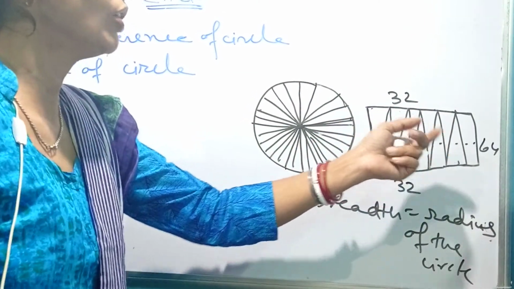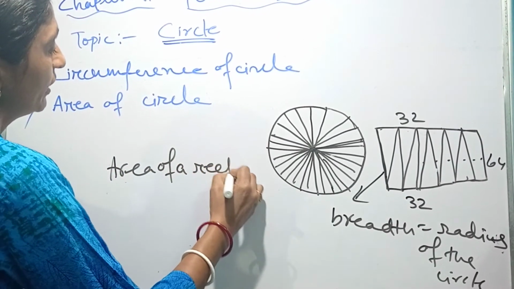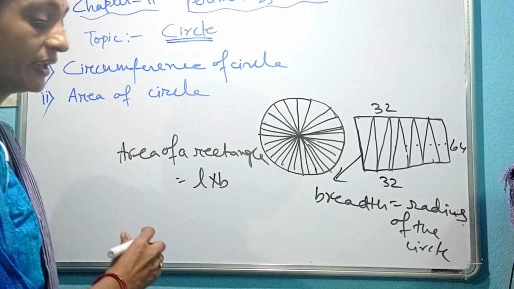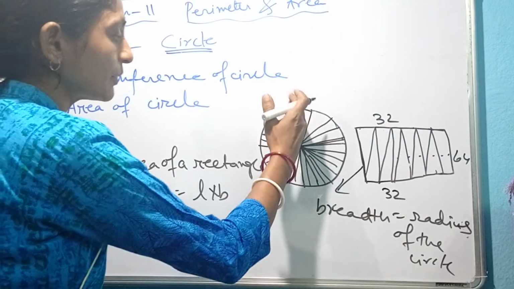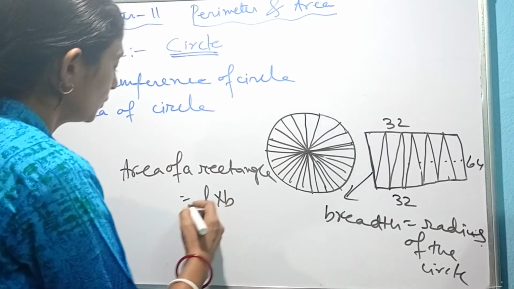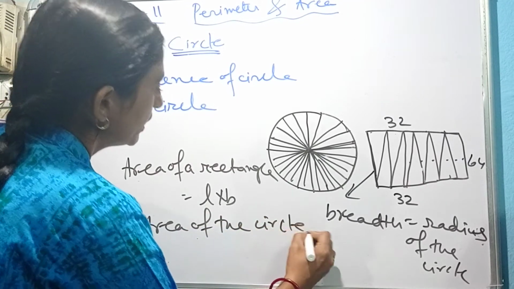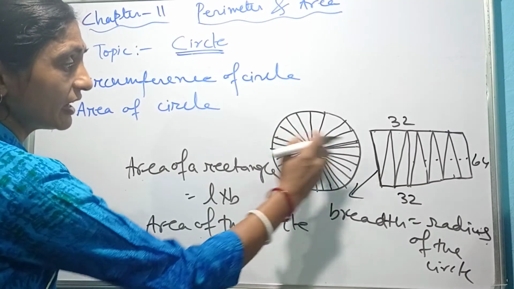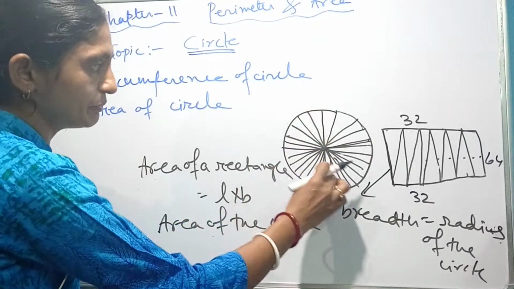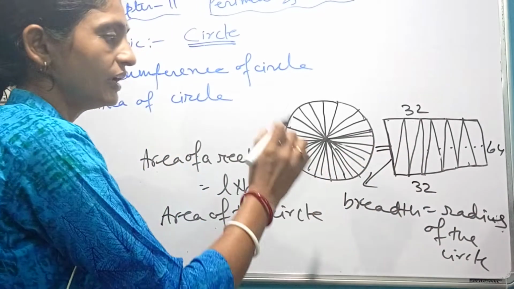So what are we getting here? We know that the area of a rectangle is equal to length into breadth. After cutting the circle and arranging it, what we have got is equal to the area of the circle also, because we arranged this circle by cutting it to make this rectangle. So the area of both of them is equal, it must be equal, because the whole circle has been arranged here and we are getting this rectangle.